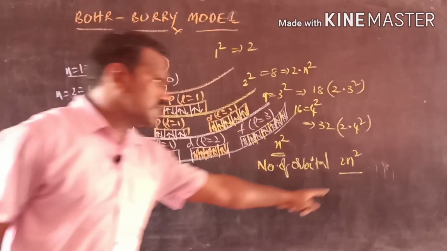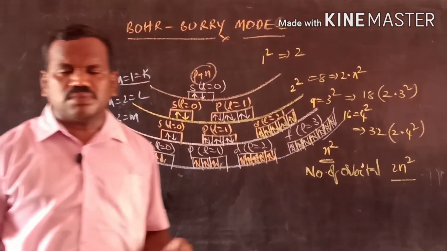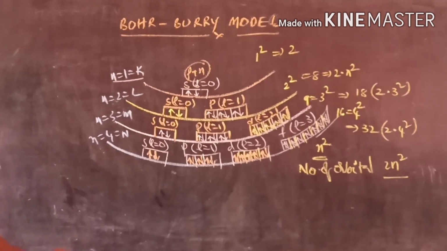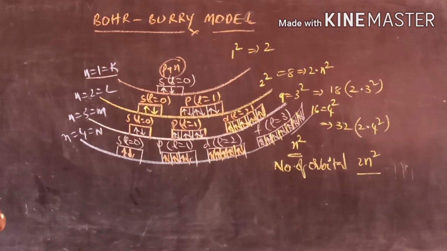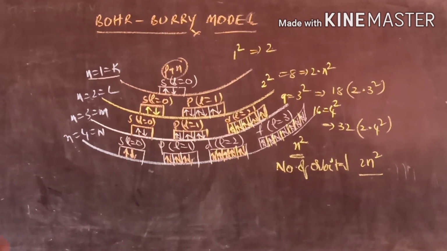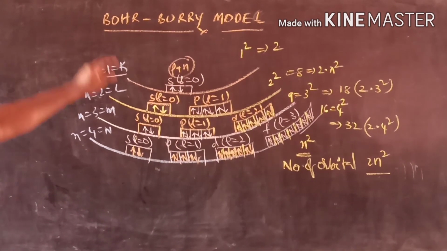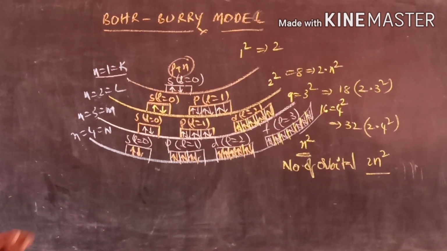So 2n square is the formula for maximum number of electrons present in a principal quantum number, or otherwise a principal energy level. This whole topic was explained by Bohr and Bury, which nowadays we follow in a very familiar manner to explain the structure of atom and, at the same time, electronic configuration of different kinds of atoms. Thank you.